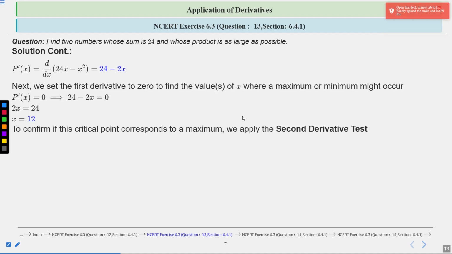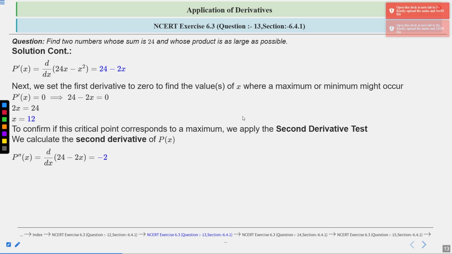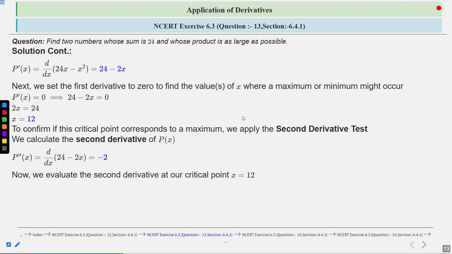To confirm if this critical point corresponds to a maximum, we apply the second derivative test. We calculate the second derivative of P(x). P double dash x will be equal to d upon dx of 24 minus 2x, which will be equal to minus 2. Now we evaluate the second derivative at our critical point x equal to 12.